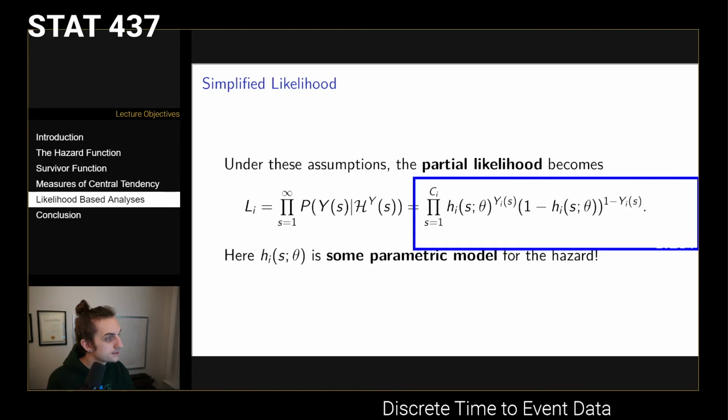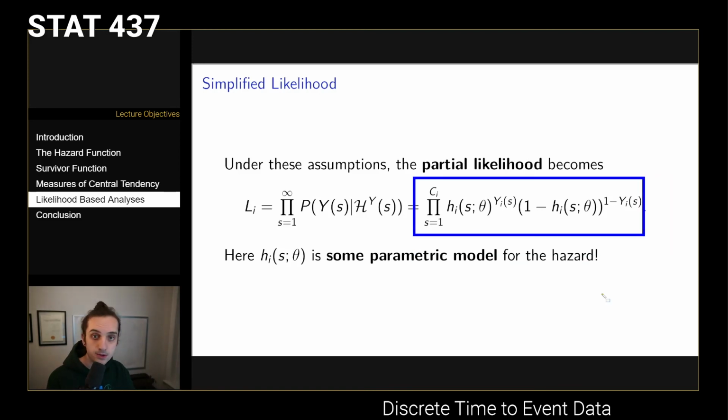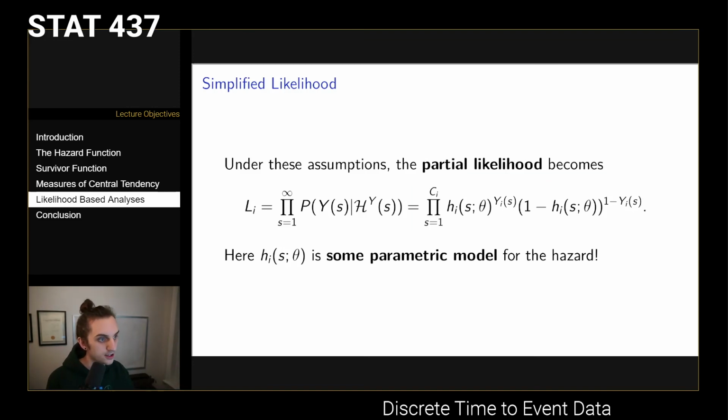So we get this really nice expression where we've boiled down from looking at the stochastic process notation into this hazard function notation here. And so if we just specify some type of parametric model for the hazard, we get this really nice simplified likelihood. And so we could actually work from these parametric models for the hazard here as well.